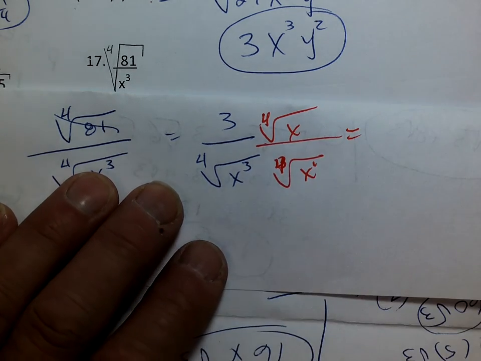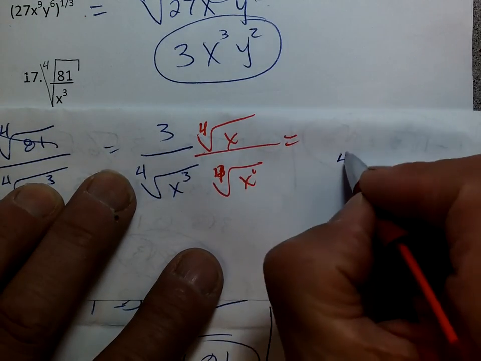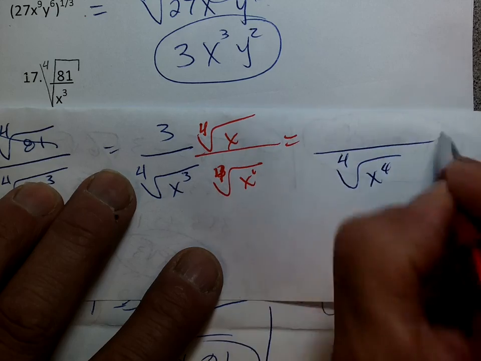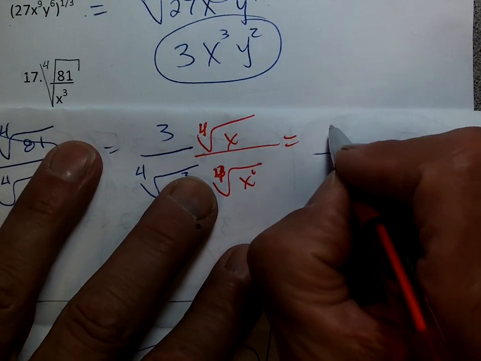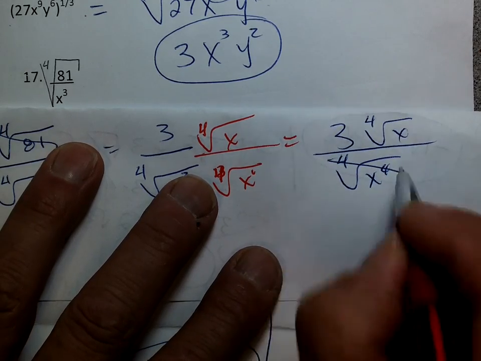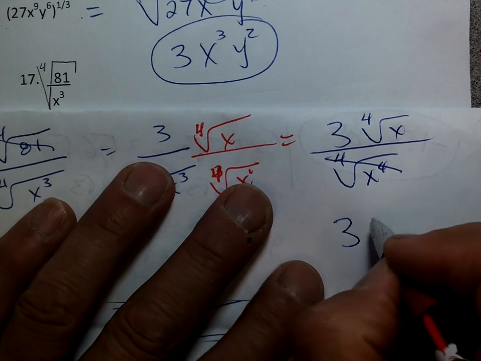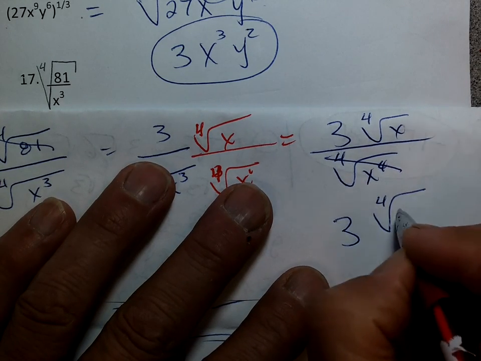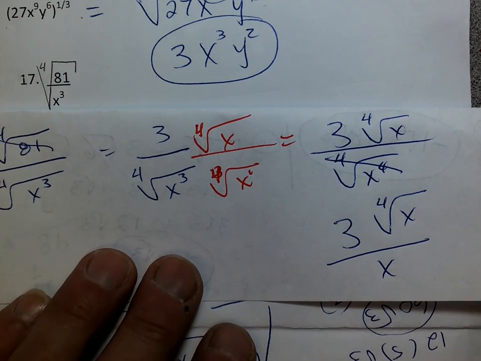So let's see what I get. On the bottom, called the denominator, I'll get the 4th root of x to the 4th. I like that, don't I? Because then I go, cancel, right? On the top, I can't do much with it. It's just 3 times the 4th root of x. Now I can cancel, right? And my grand answer is 3 times the 4th root of x all over x. Don't cancel the x's. Don't do that.